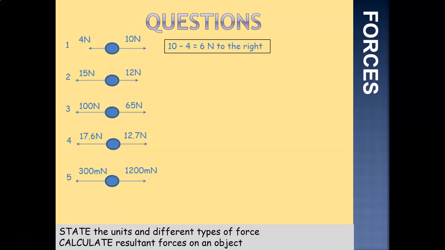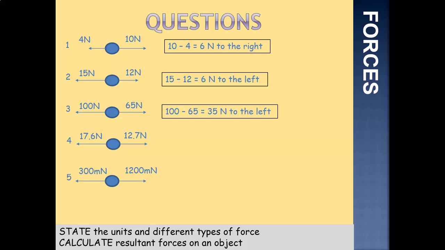Same scenario underneath it. 15 newtons to the left, 12 newtons to the right. They're acting in opposite directions, so we subtract them, but the larger force is acting to the left in this case, so our resultant force would be to the left. Gives us overall 3 newtons to the left, 15 take away 12. Question number 3. 100 newtons acting to the left and 65 newtons acting to the right. Again, the bigger force is acting to the left, so our resultant force will be acting to the left, and it's simply 100 take away 65, which gives us 35 newtons to the left.